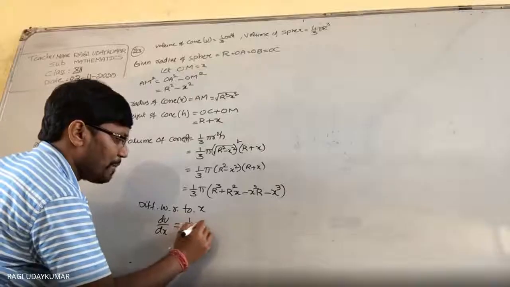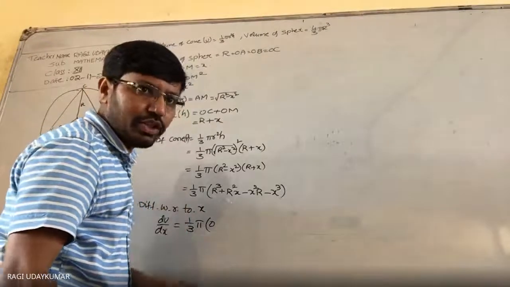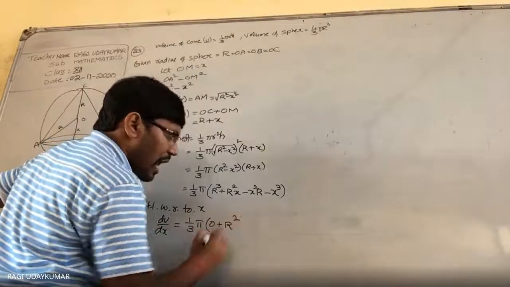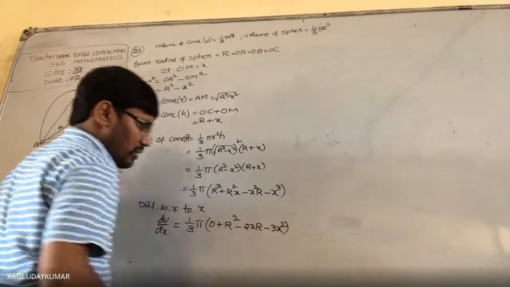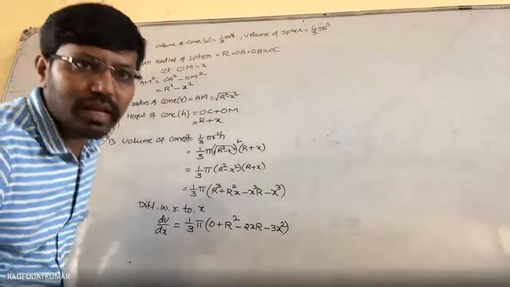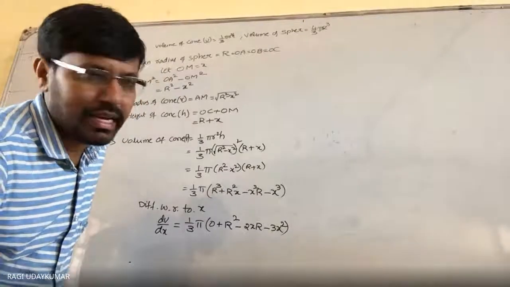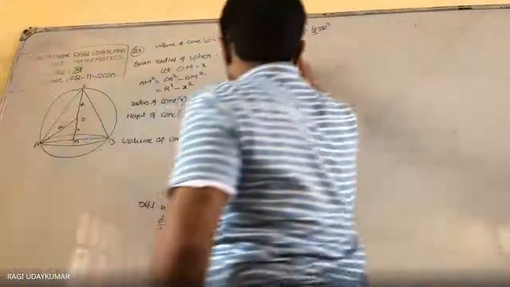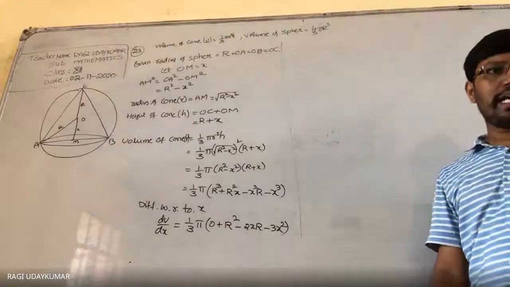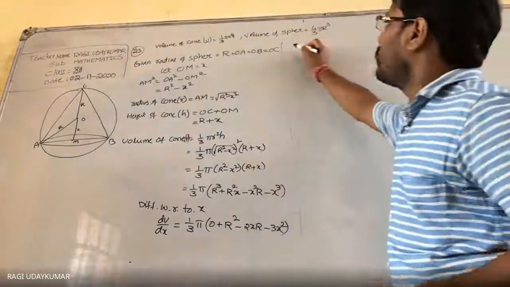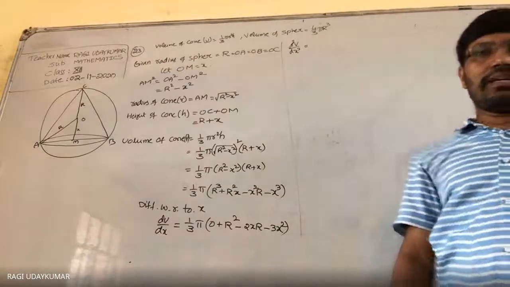So 1 by 3 pi. Capital R is constant, so its differentiation is 0, plus r square minus 2xr minus 3x square. So this is the volume of the cone differentiated with respect to x. Along with that, differentiate this one with respect to x. Once again, the second derivative is also needed to us. So differentiate this, d square v by dx square.